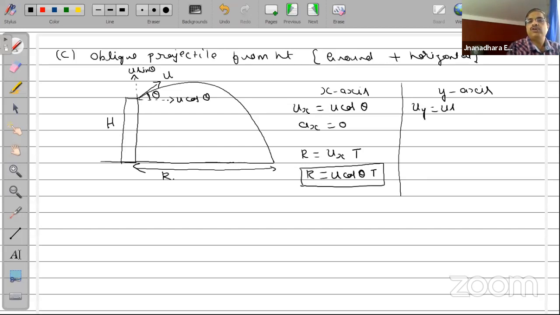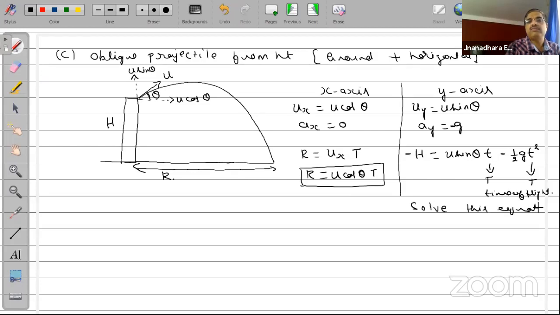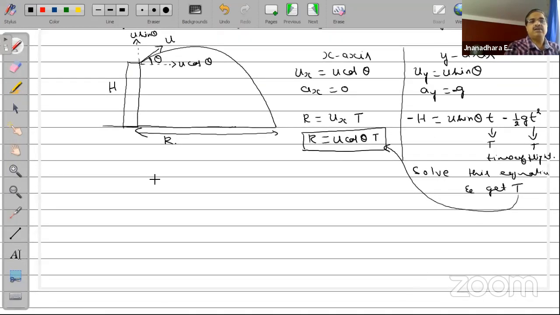Uy will be equal to u sin theta. Ay will be equal to minus g. And therefore, I will say that minus h, that is the distance to travel, minus h, will be equal to u sin theta T minus half g T square, where this T is your capital T, the time of flight. Now you have to solve this equation, which is going to be a quadratic equation, and get T. Once you get T, substitute that in the range and get the expression for the range. So this is how one has to solve a problem in case of the oblique projectile.